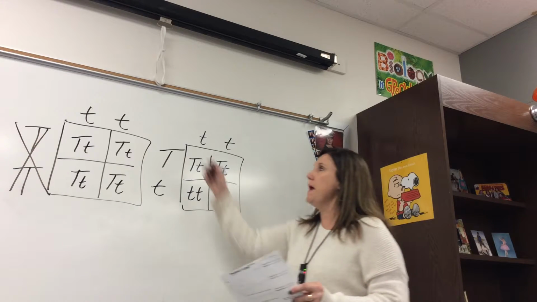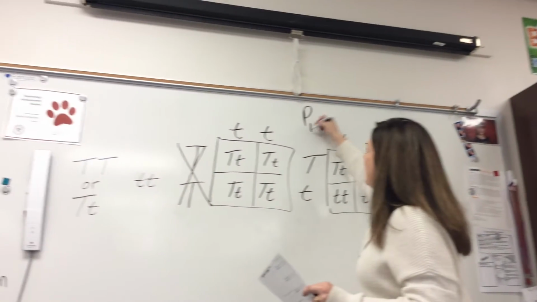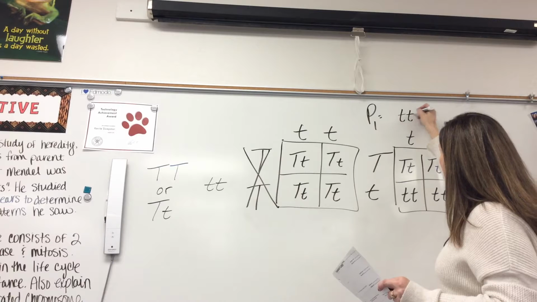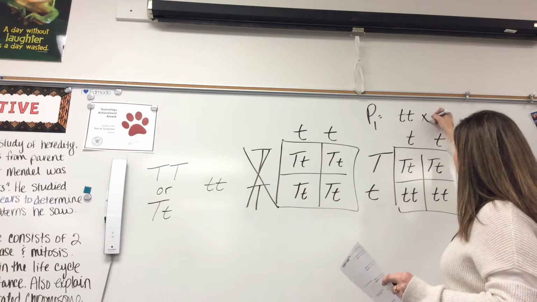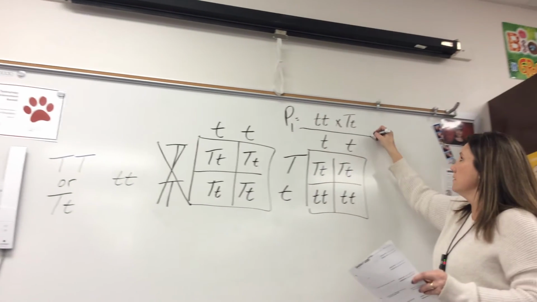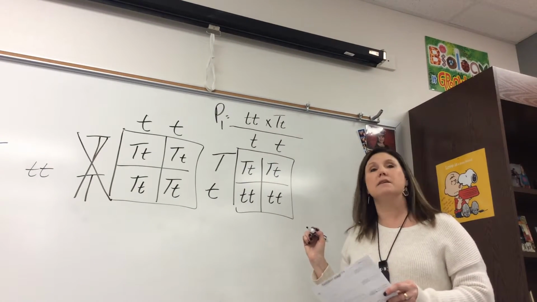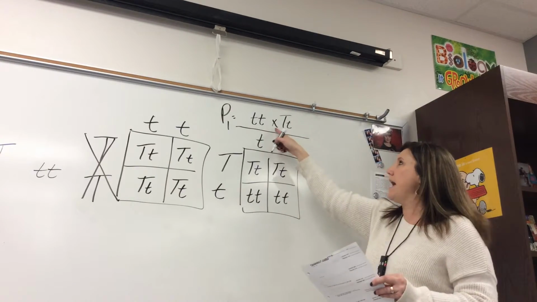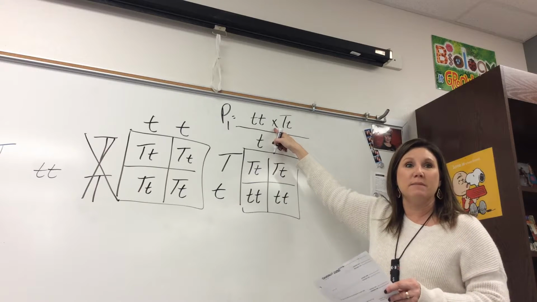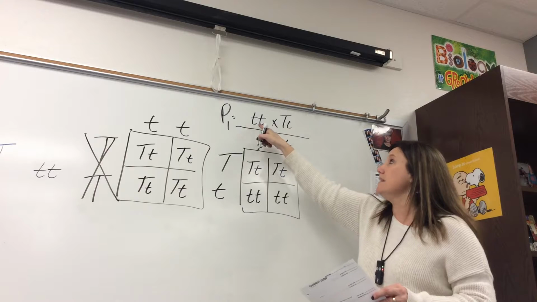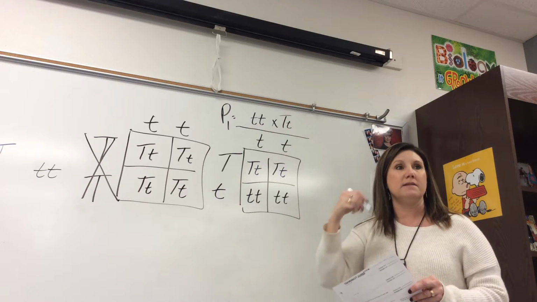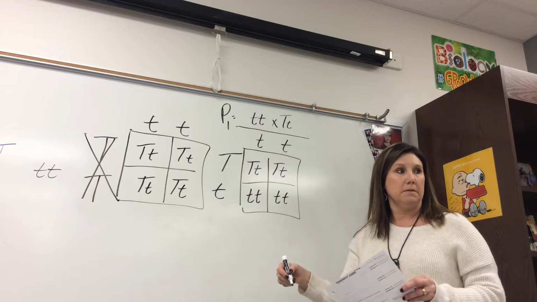Okay? So your parents, which is your P1, are this little guy here crossed with this taller one there. So that's what goes on that line that says P1 equals. That X doesn't mean, hey, it's free, cross it out. You're not going to do it. The X means cross. You're crossing this with that. If you see that X, that means crossed with.